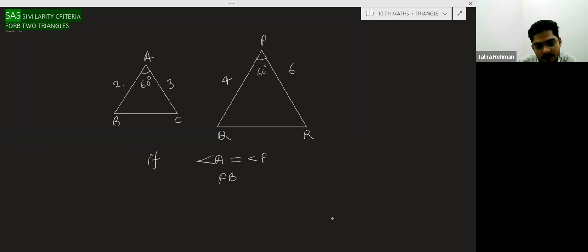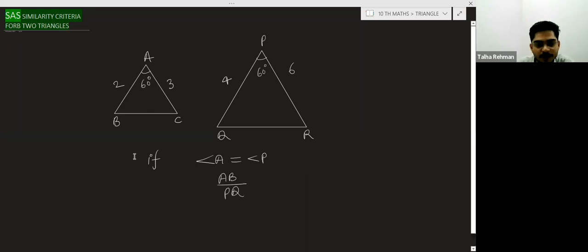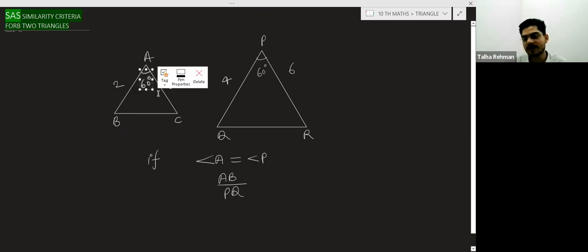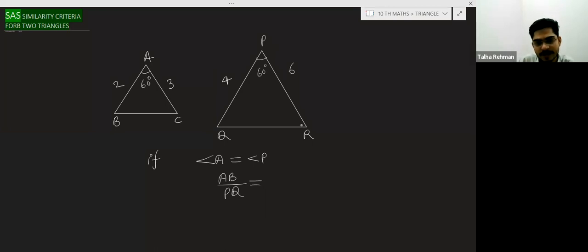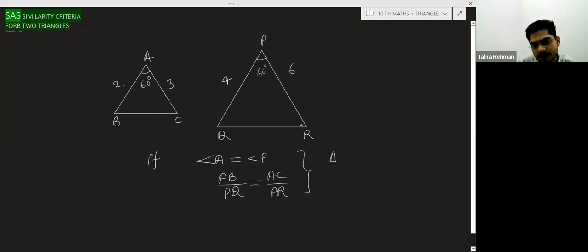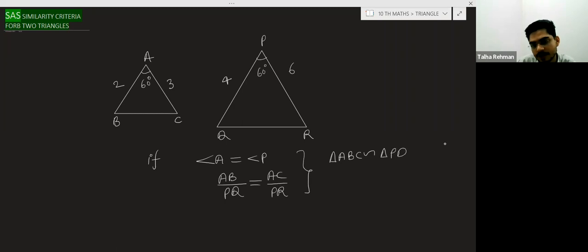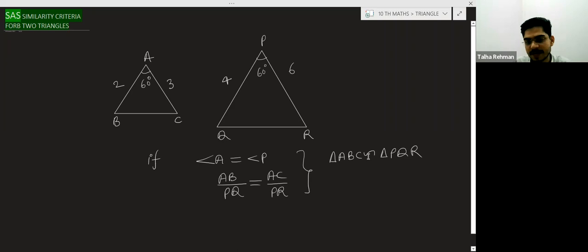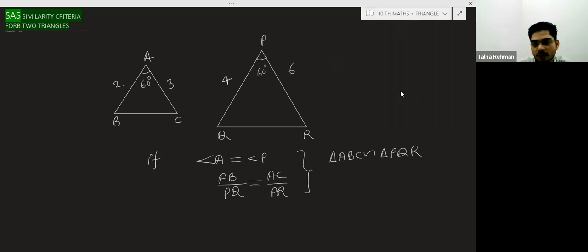AB by PQ with respect to this angle, you have to see now. This is the angle 60 degree. See the left side, that is AB, and on the other triangle the left side PQ. So AB by PQ. See the right side AC and the right side PR. So this will be equal to AC by PR. If this condition is fulfilled, then you can say triangle ABC will be similar to triangle PQR. So this is the criterion of similarity of triangles. Now we will solve the questions.